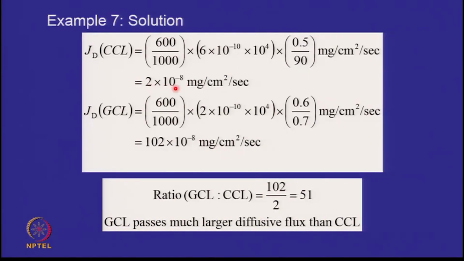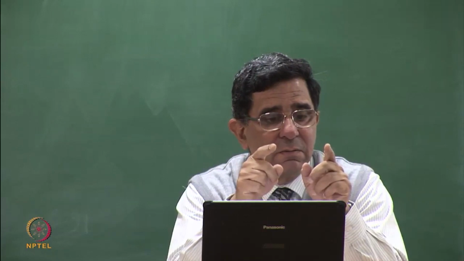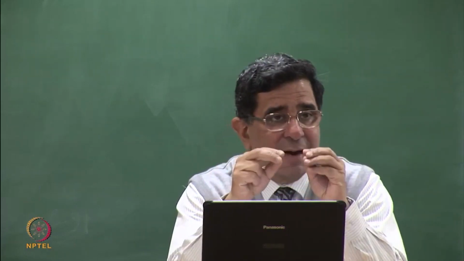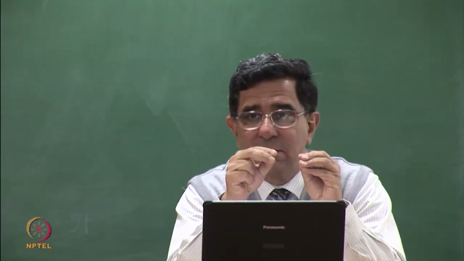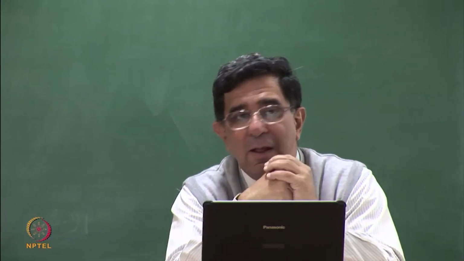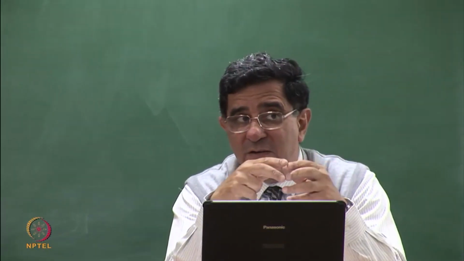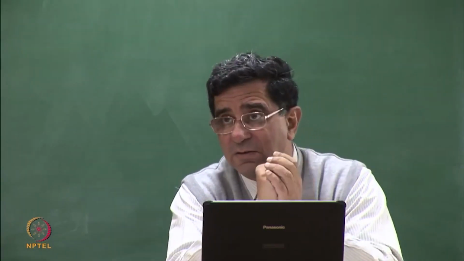2 into 10 to the power of minus 8 and 10 to the power of 2. Two things I want to make statements on here. One, the advective mass flux and the diffusive mass flux in compacted clay liner are similar, right? 2.6 into 10 to the power minus 8 and 2 into 10 to the power minus 8. But the diffusive mass flux in GCL is much more than the advective mass flux.